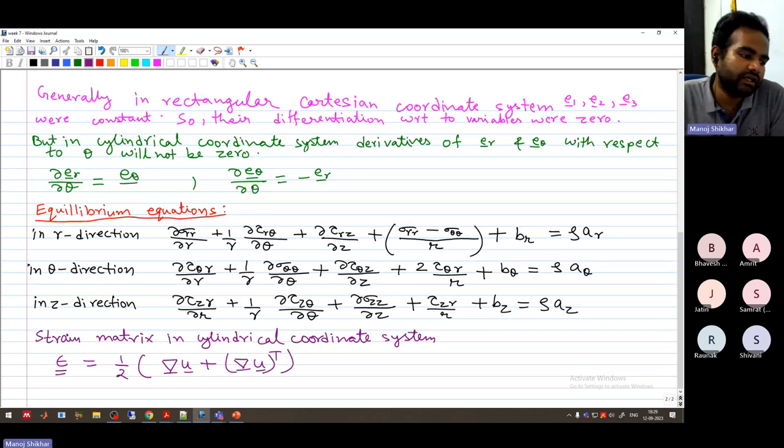This is how we had calculated the strain matrix in the Cartesian coordinate system. This formula will be the same for the cylindrical coordinate system. So basically, we should know how to find the gradient of u in a coordinate system. Suppose tomorrow I ask you to find the strain matrix in a spherical coordinate system; if you know how to calculate the gradient of a vector in a spherical coordinate system, you will be able to write the strain matrix.